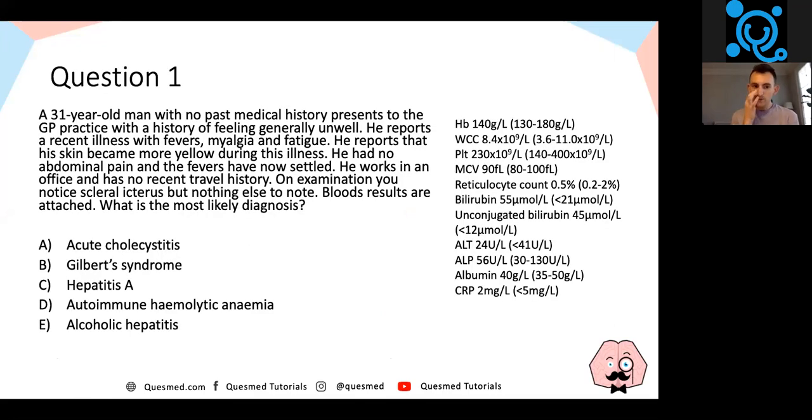So question number 1. A 31-year-old man with no past medical history presents to the GP practice with a history of feeling generally unwell. He reports a recent illness with fevers, myalgia, and fatigue. He reports that his skin became more yellow during this illness. He had no abdominal pain and the fevers have now settled. He works in an office and has no recent travel history. On examination, you notice scleral icterus, but nothing else to note. And blood results are attached on the screen there. So looking at these blood results, what is the most likely diagnosis?